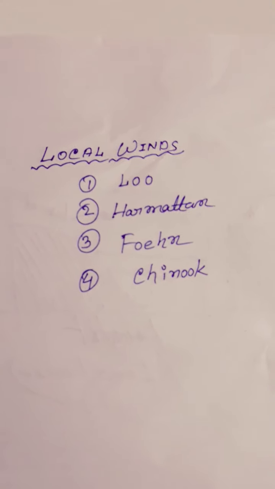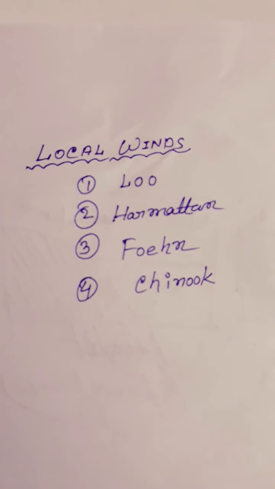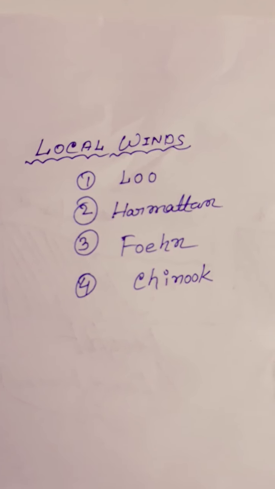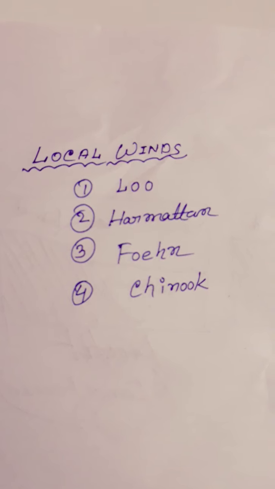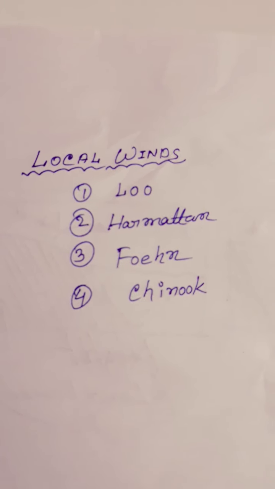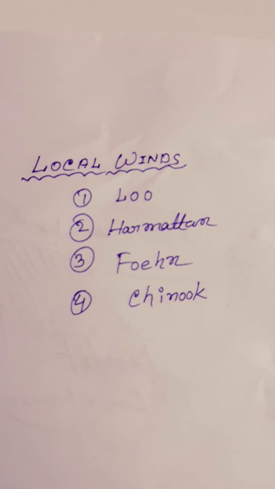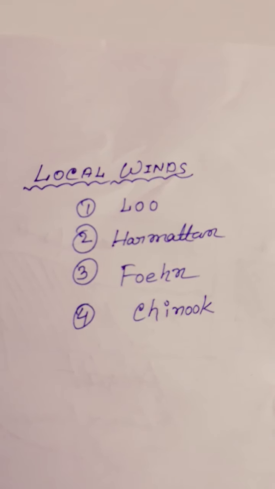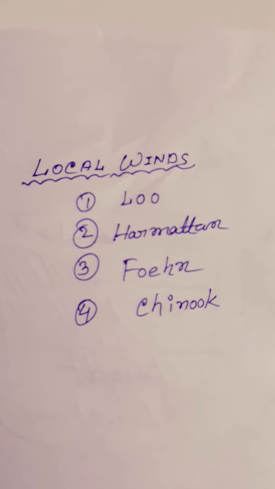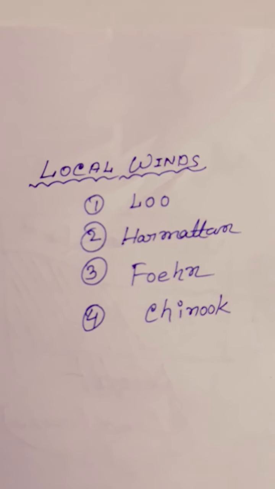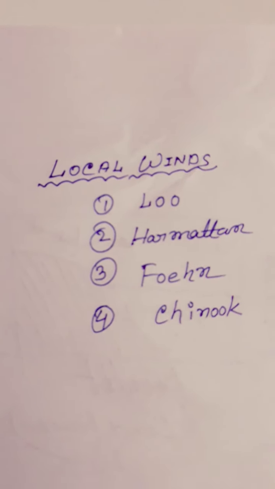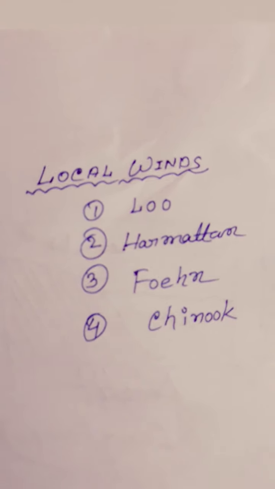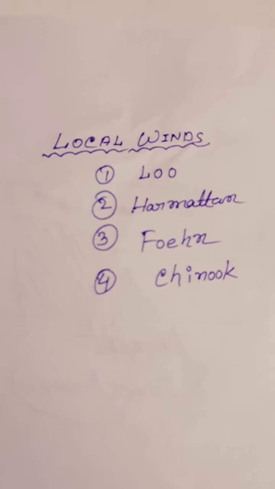In our chapter, there are mainly 4 types of local winds: Lu, Harmattan, Fohn and Chinook. What are local winds? When winds are known in local places, in a unique or well-defined area, these winds are known as local winds. They blow over a small area for a particular period, not through the year. They affect only the local weather condition of that place. They are known by different names in different parts of the world.